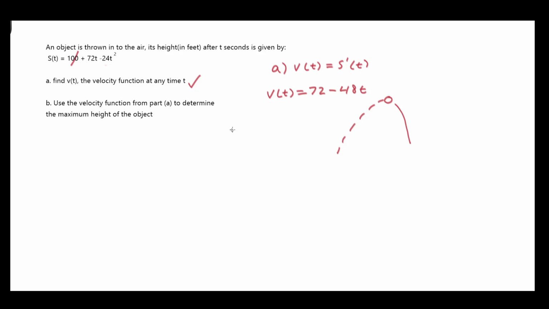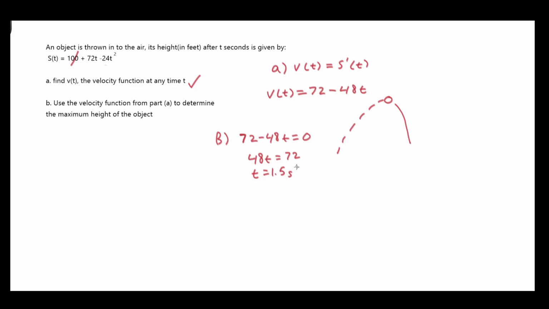So we'll go ahead and do that. We'll start with part B. And then we have 72 minus 48t is equal to 0. And 48t is equal to 72. And t equals 1.5 seconds.